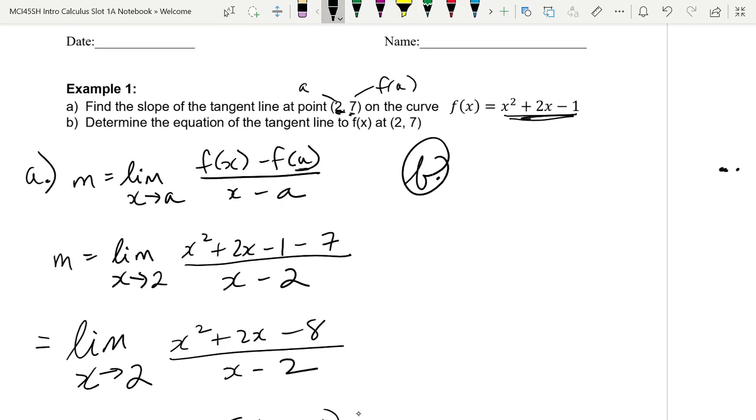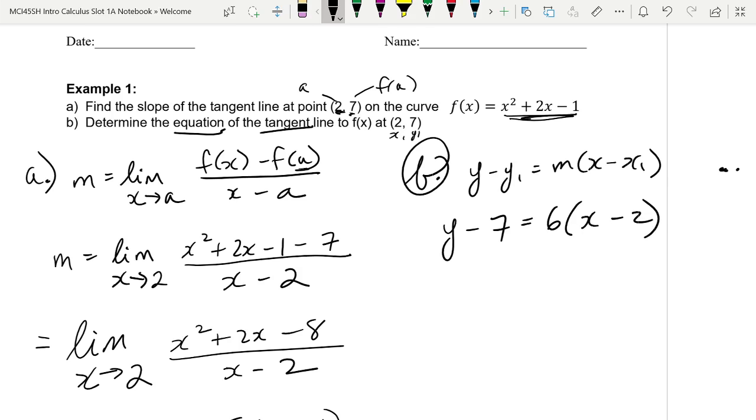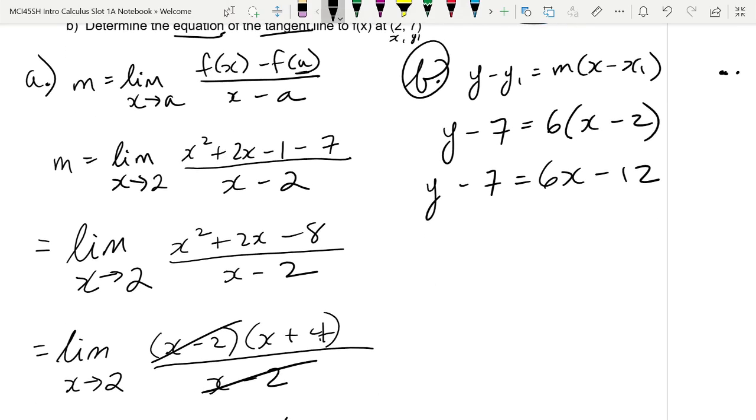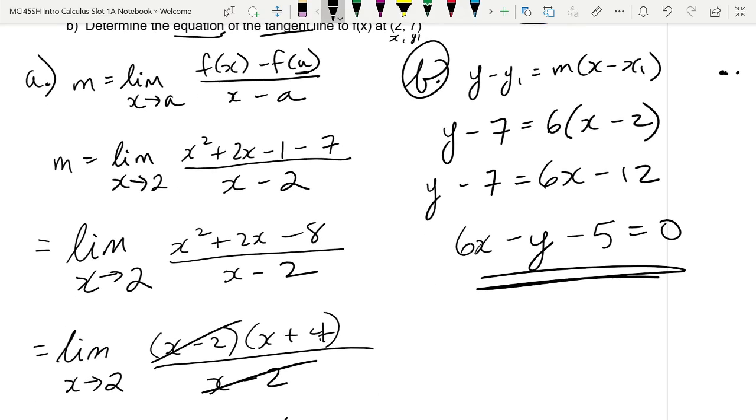For the B question, it actually wants the equation of the tangent line. And you'll remember from grade 10, you can find an equation of a line if you know the slope and a point using the point slope formula. y minus y1 equals m times x minus x1. And my x1 and y1 here are the 2, 7. And my m is the slope I just found, which is 6. So y minus 7 equals 6 times x minus 2. Now, most of your questions in your textbook want the answer in standard form. So let's move everything to one side and say that 6x minus y minus 5 equals 0. And that should do it.